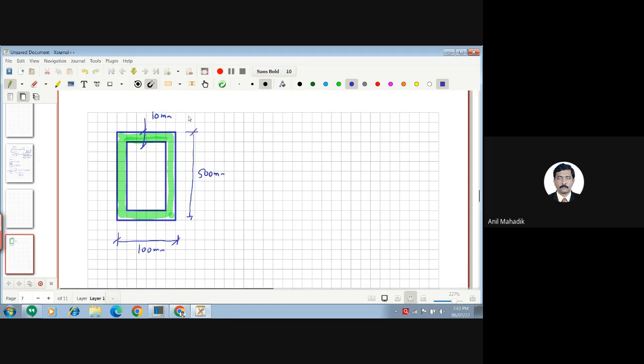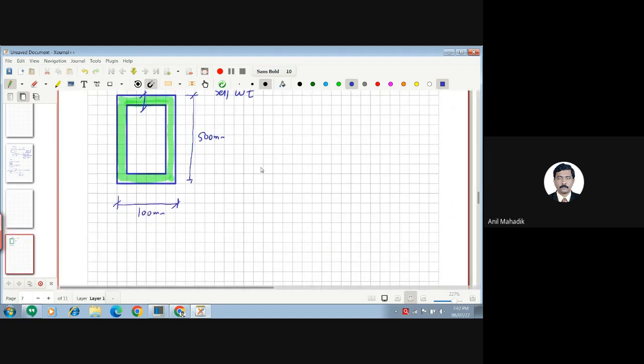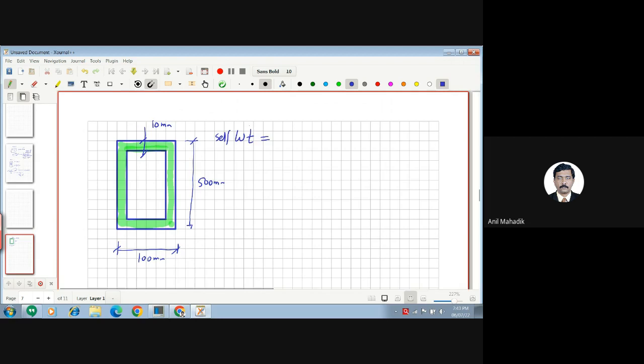Now, if I ask you to calculate the weight of this tube, our aim is to calculate the self weight of the tube. How to calculate? Let's say the material is steel. We will use the unit weight. First, we will find the volume. So, steel unit weight, you know. How to calculate the volume?